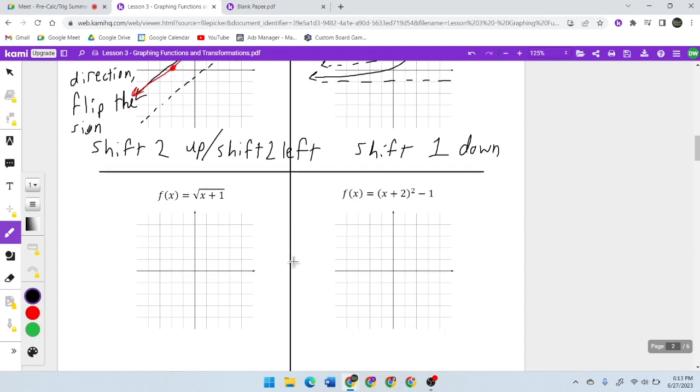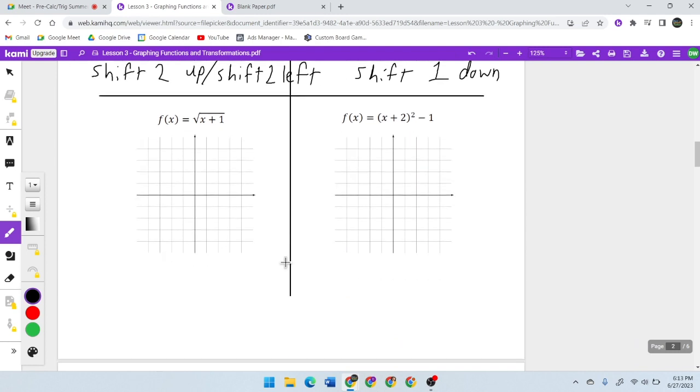Okay, now for the next one. The next one, we have a square root function. We know what the square root looks like. And we also see that the plus 1 is connected to the x this time, which means this is going to be a shift in the x direction. And since it's plus 1, that means it's the opposite direction. In other words, shift 1 to the left.